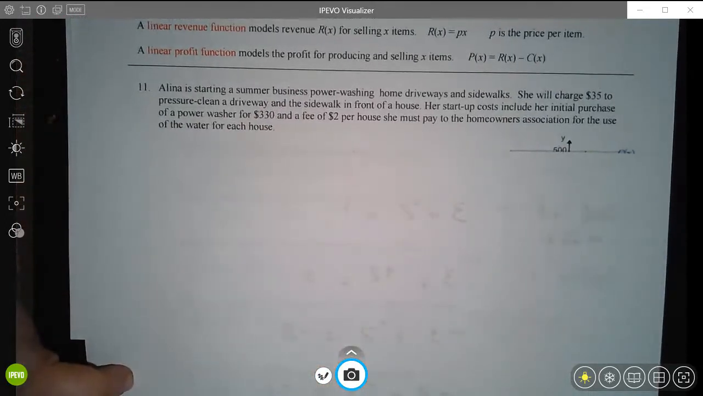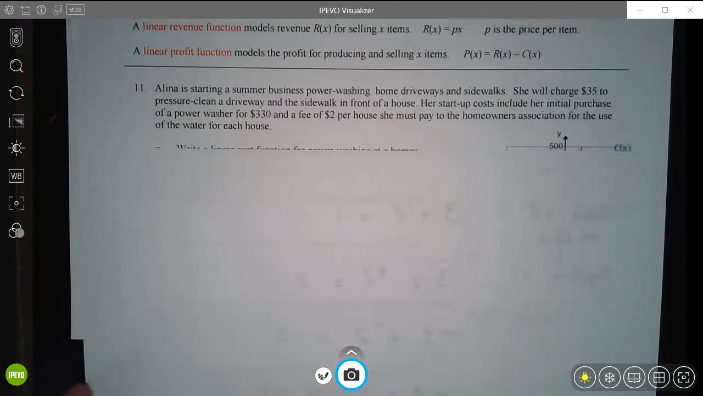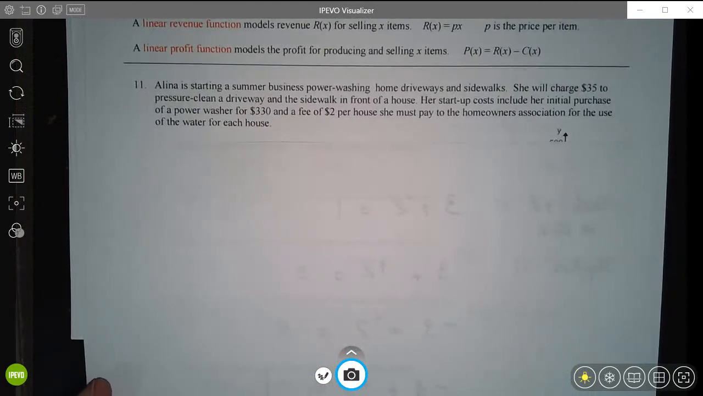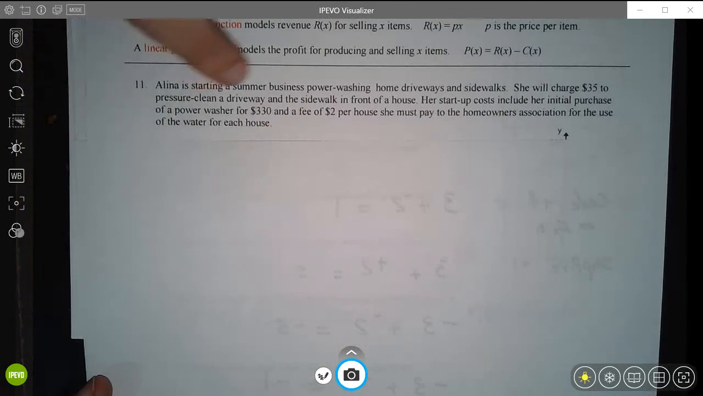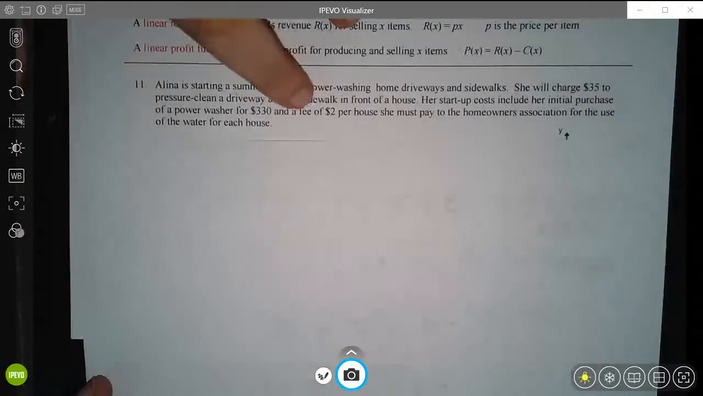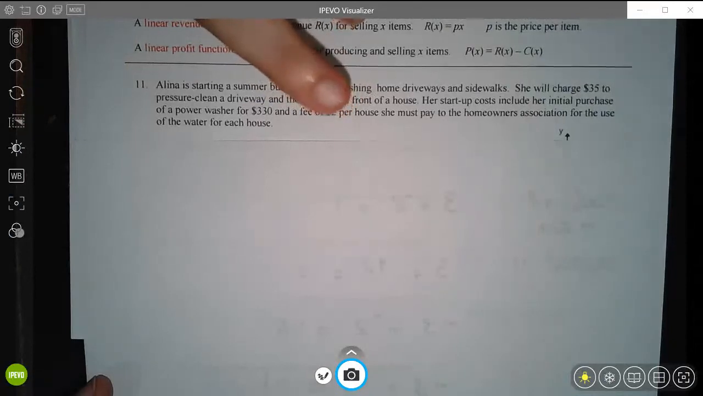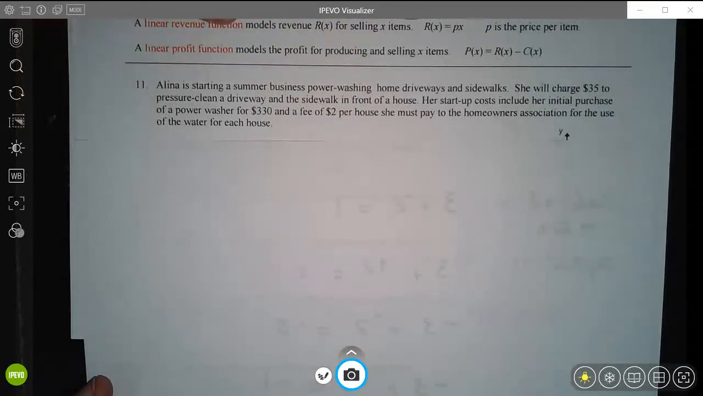Yes, I was gonna say 3,300. I'm like, that's too expensive. But yeah. So the initial price of the item, the power washer, is $330. Now there's a fee of $2 per house that she must pay to the homeowners association. So here's another fee that you need to think about. Yes, $2 per house. That's a fixed fee. It's there all the time. It depends on how many houses you do.